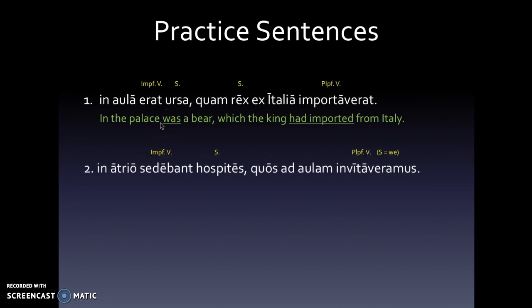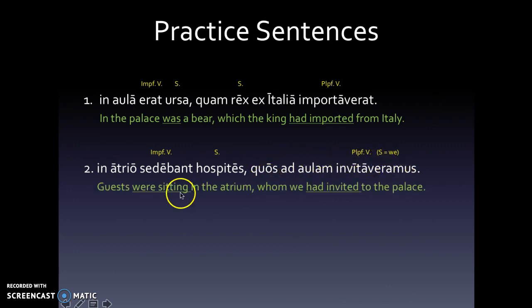All right, second sentence. Sedebant is our imperfect verb. Hospites is the subject of that verb. Over here, we have invitaveramus. It is a pluperfect verb. We is the subject. It's just understood. There's actually no nominative here in this relative clause. And here's how we translate it. Guests were sitting in the atrium whom we had invited to the palace.